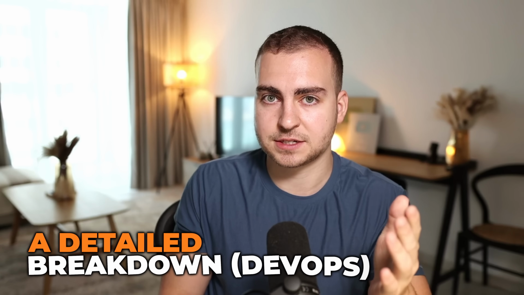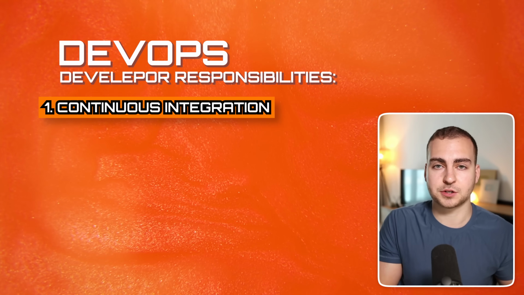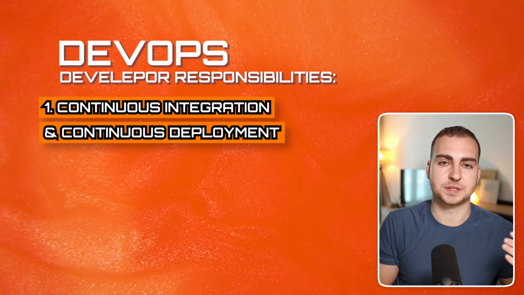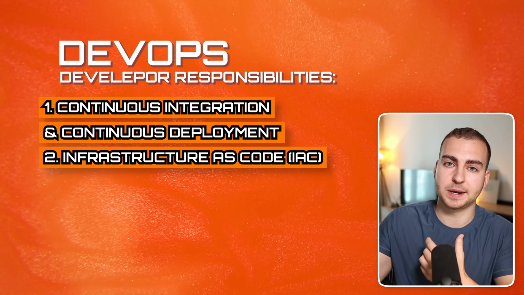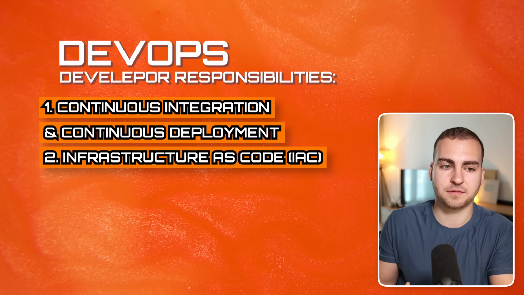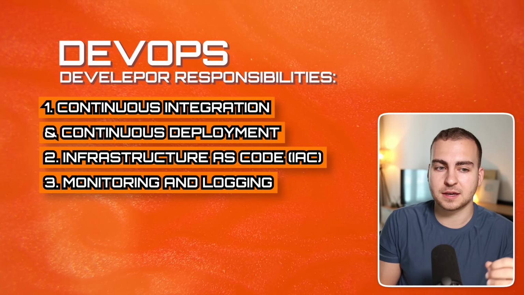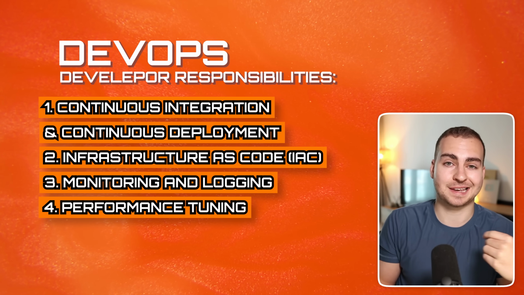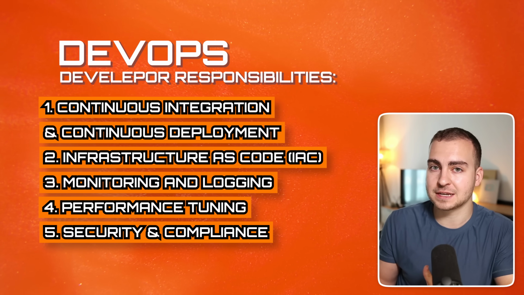So lastly, let's talk about DevOps. Now, as a DevOps engineer, you'll be responsible for continuous integration and continuous deployment. So testing the code, making sure that it's working, that it's functioning, and then continually deploying that to the users or to the production environment. Next, infrastructure as code, monitoring and logging, performance tuning, doing security and compliance. So if you work for a really, really big company, there's a lot of compliance that you need to consider.